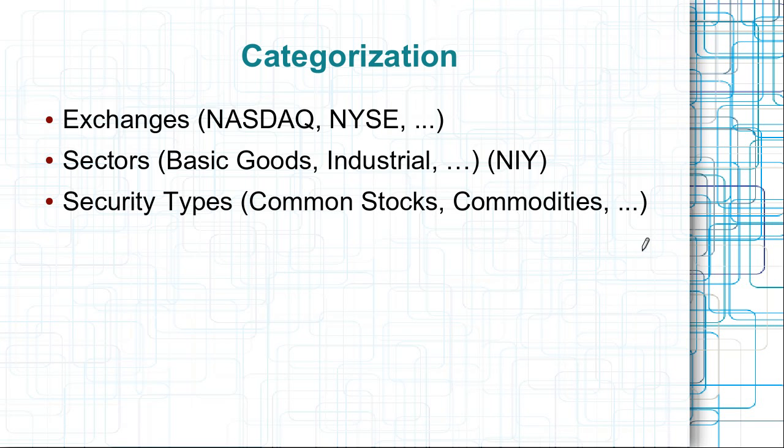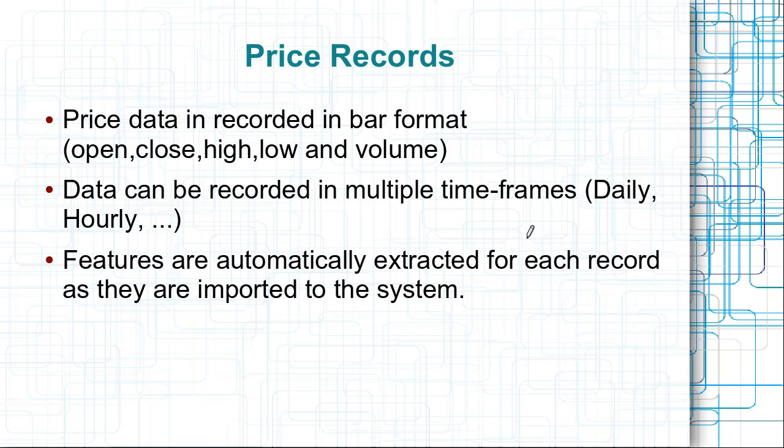We categorize securities in IPAIC using exchanges like NASDAQ and New York Stock Exchange, using sectors into basic goods, industrial, etc. But this is not yet implemented. And finally using security types like common stocks, commodities, etc.